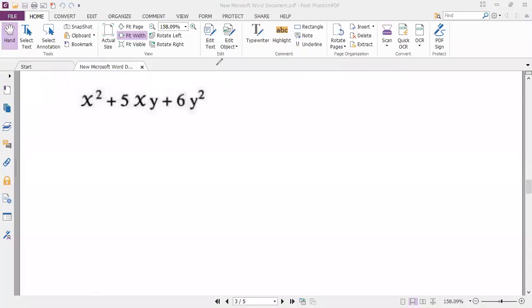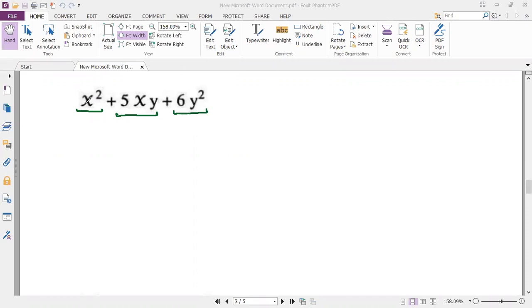Here in this example, we have x squared. And we have in the middle 5xy. And at the end, we have 6y squared. So how can we factorize it?